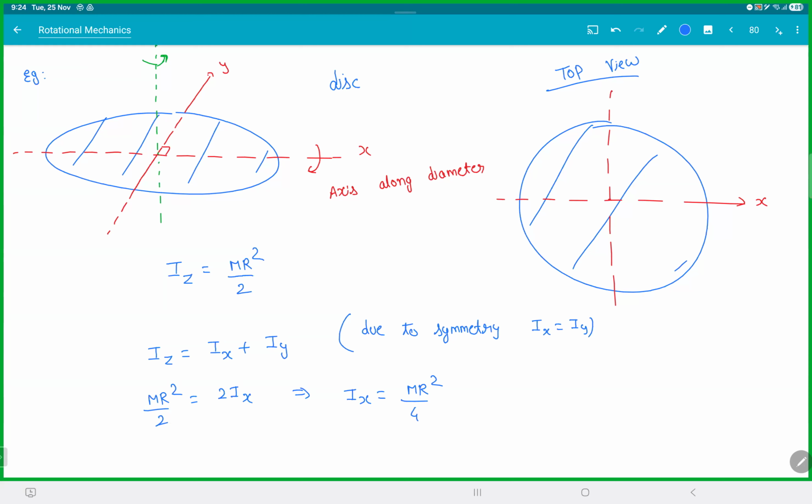And luckily, you can always remember this. Whenever you use perpendicular axis theorem, it becomes always half. Now, let me show you where it will not work. Listen to this example. Let's say same question, someone gave you a triangular plate.